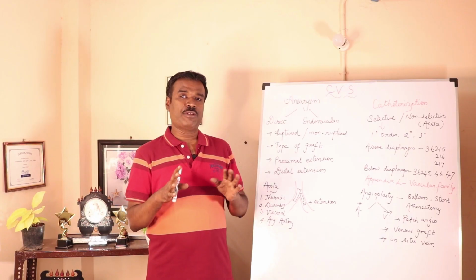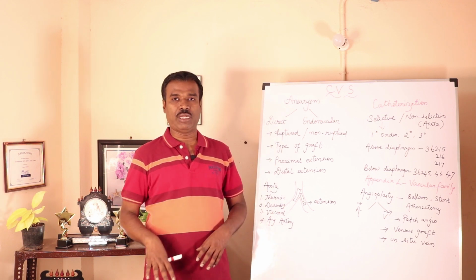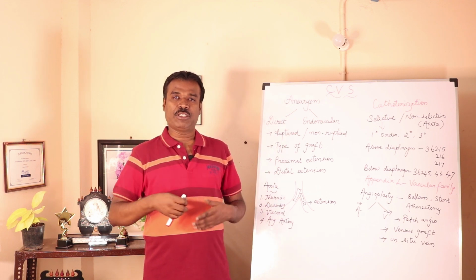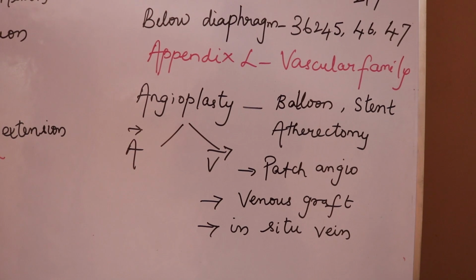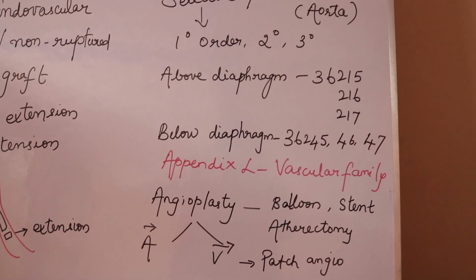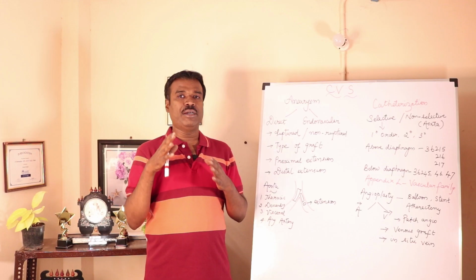Now, there are two types of catheterization in that itself. Above the diaphragm codes are different from below the diaphragm codes. When you are going to place a catheter, especially above the diaphragm into any of the vessels, your catheterization code alone will start with 36215, 36216 and 36217.